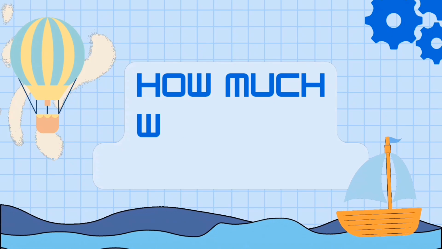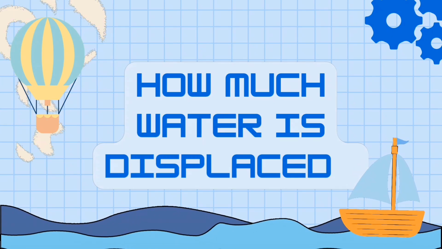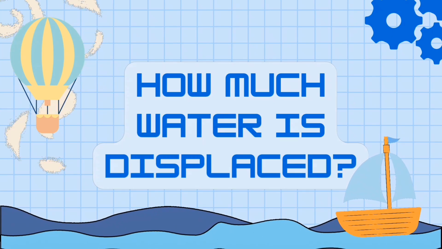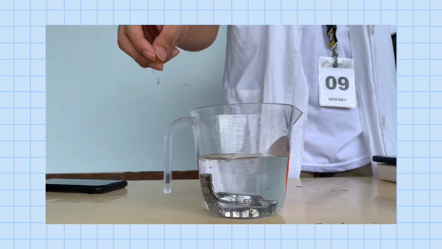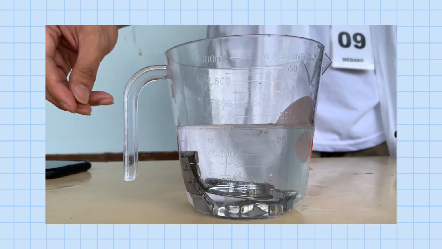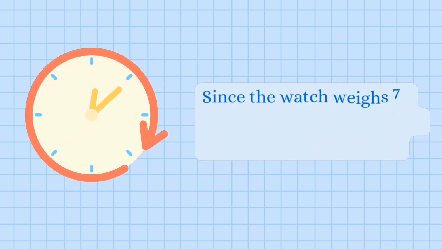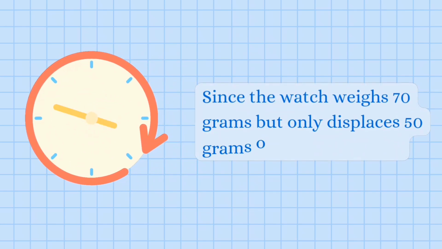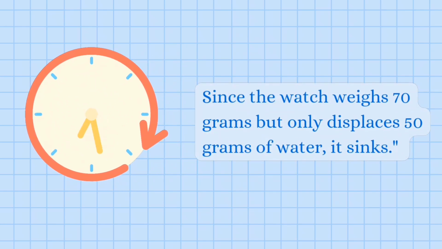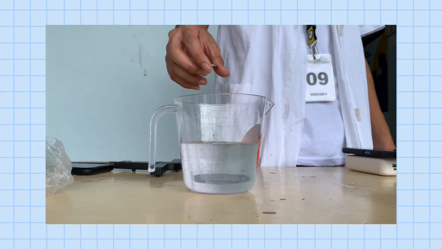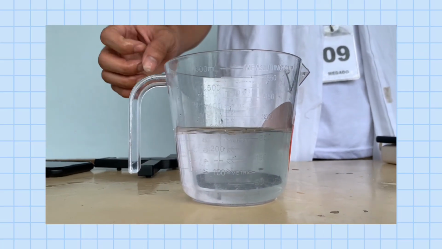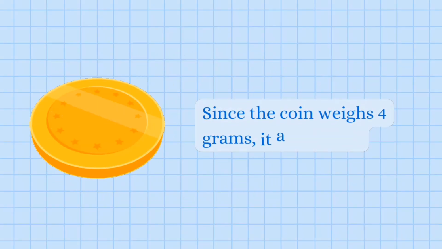Let's measure how much water is displaced by each object. I'll start with the watch. The watch displaces 50 milliliters of water, which weighs 50 grams. Since the watch weighs 70 grams but only displaces 50 grams of water, it sinks. The coin displaces 3 milliliters of water, or 3 grams. Since the coin weighs 4 grams, it also sinks.